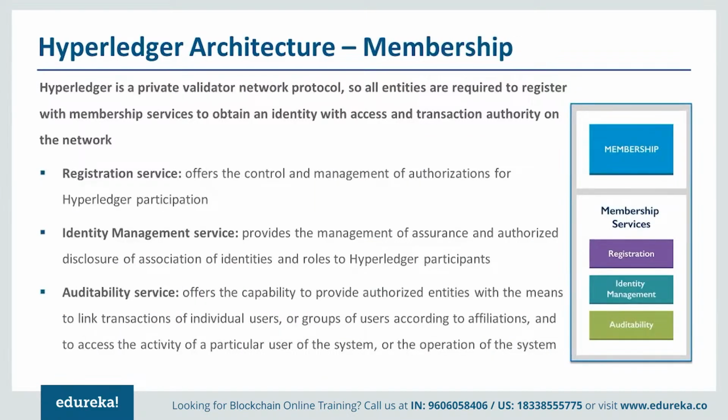So membership service provides you registration, it provides you identity management, where you can see the assurance and authorized disclosure of association of identities. So if I am authorized to do a particular role in the network, then somebody else will not be able to do it on my behalf because only I can do it. And then there is auditability because you have the complete trail of information, so you can always find the information.